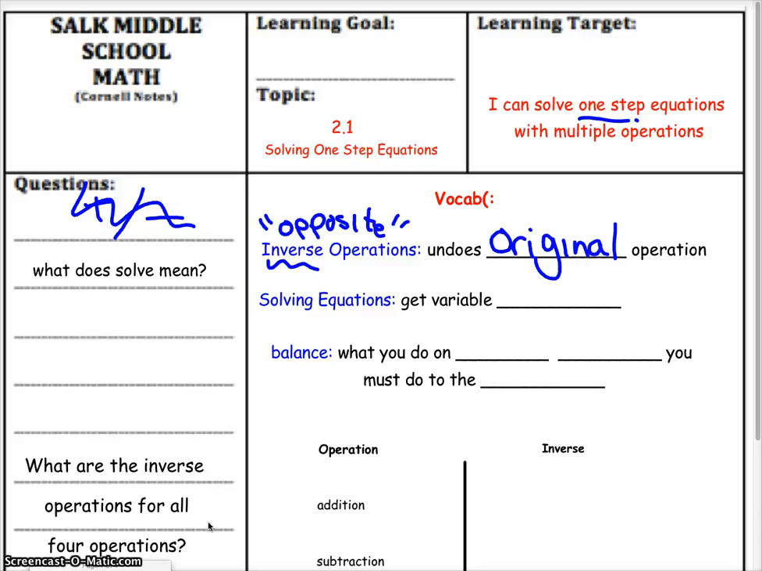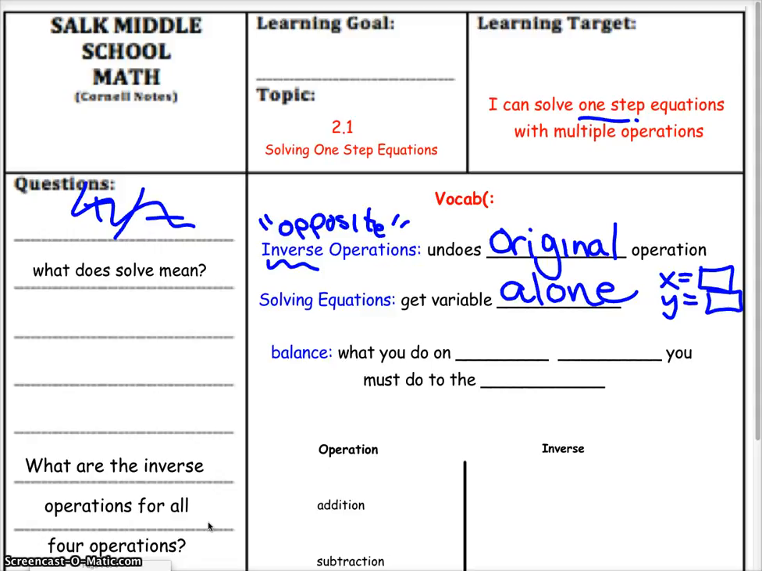I think solving equations means you get the variable alone. So if I say solve this, it means you're going to be left with x equals something or y equals something. Solve means get variable by itself. Figure out what the variable is.